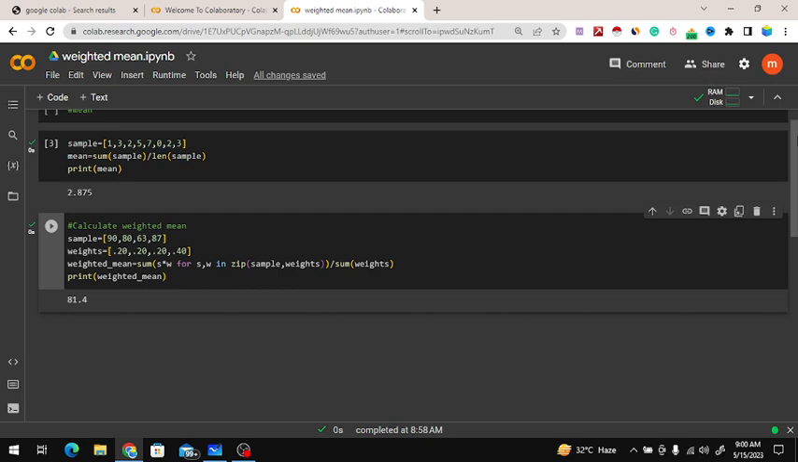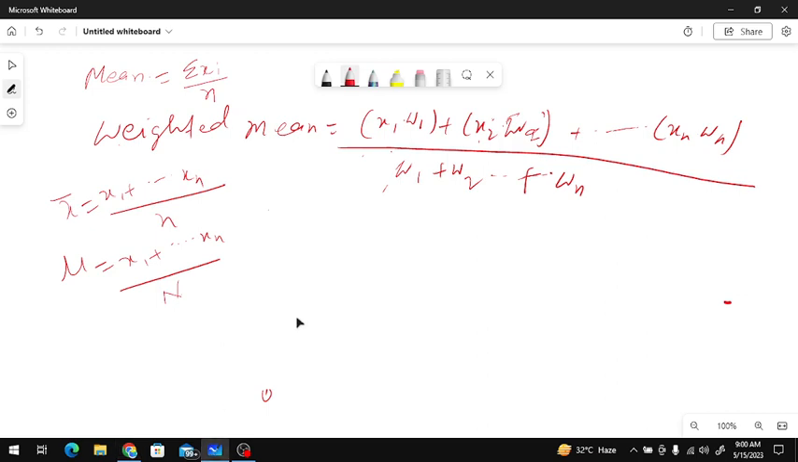Let's see the median. Median is the middlemost value. What is the median? The median, we can say, is the middlemost value.